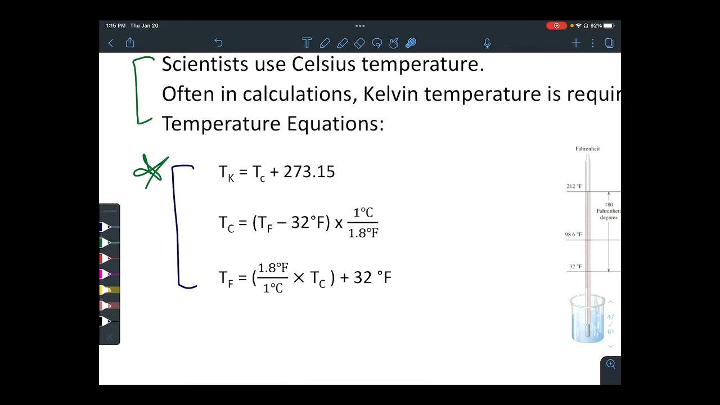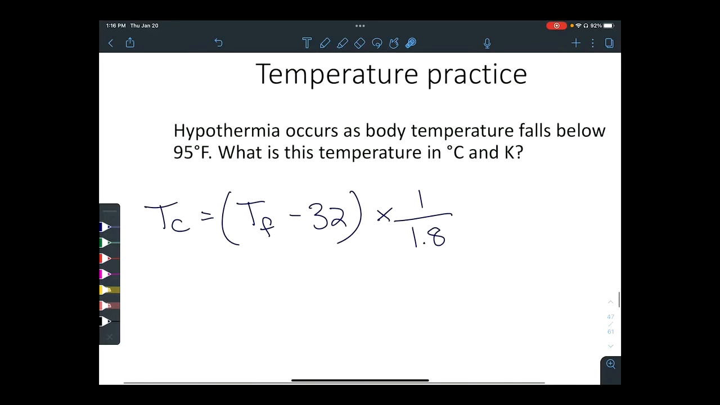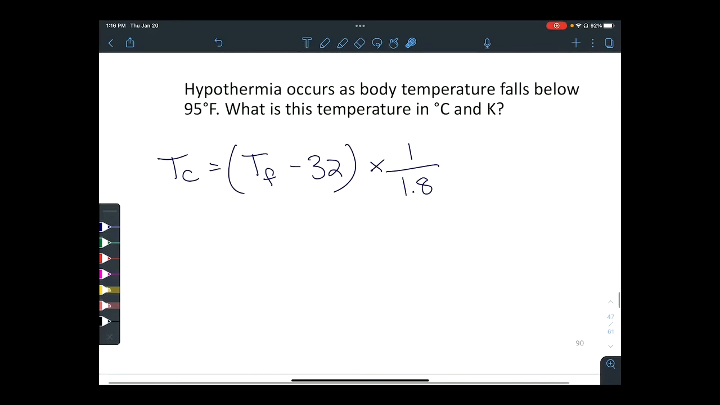But Celsius and Fahrenheit, we have to do some division here because the scaling is a little bit different. So practice using these equations to convert between temperatures. So let's just do one practice one right here. All right, so hypothermia occurs at body temperatures that fall below 95 degrees Fahrenheit.